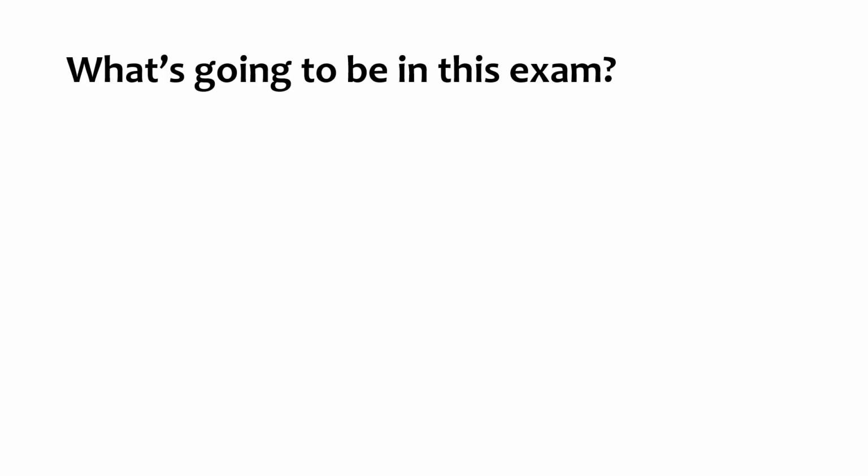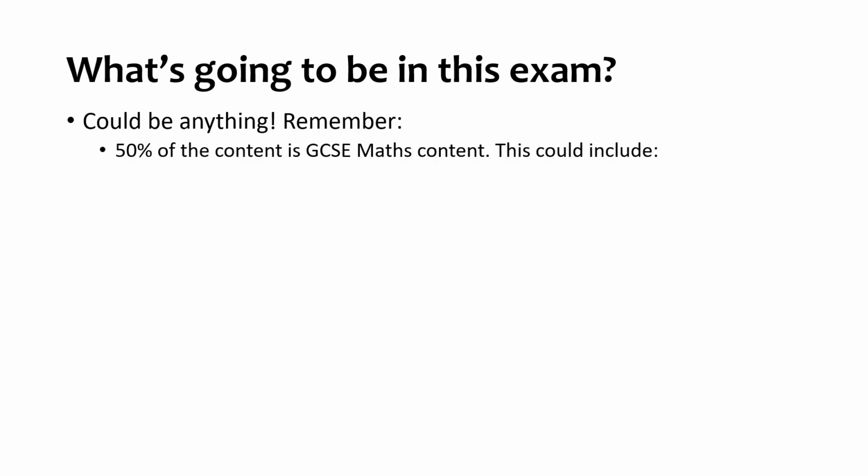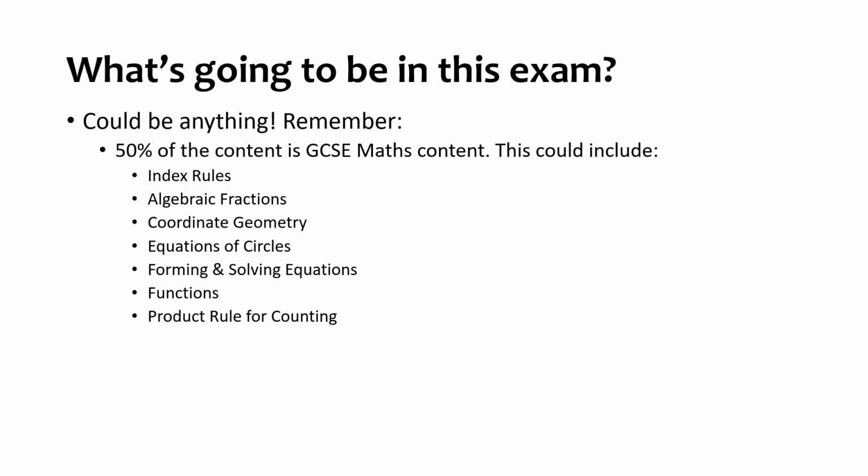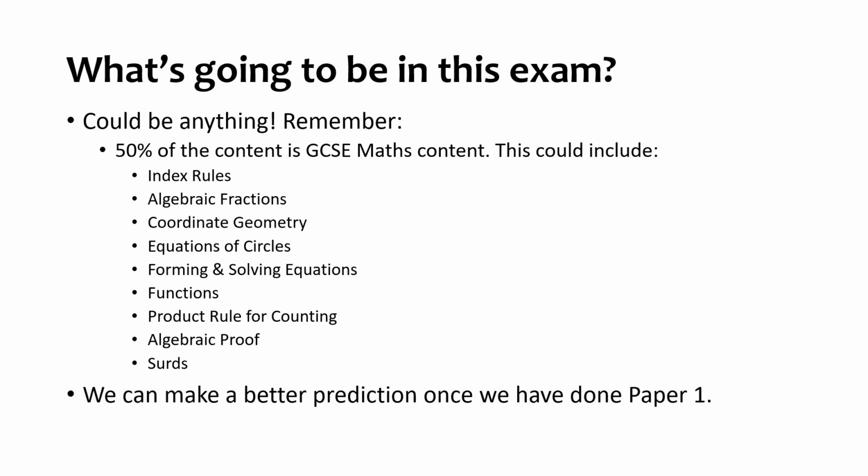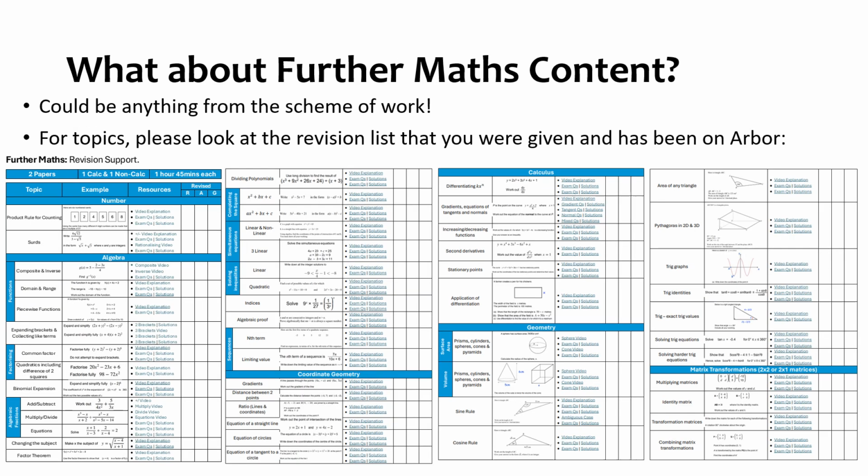So let's think about what's going to be in the exam. Now, it doesn't seem like a very helpful thing to say, but it could be anything. So remember that 50% of the content is just your GCSE maths content. So this could include any of these things here. So you've got index rules, algebraic fractions, coordinate geometry, equations of circles, forming and solving equations, functions, product rule for counting, algebraic proof, surds. And we will be able to make a better prediction once we have done paper 1.